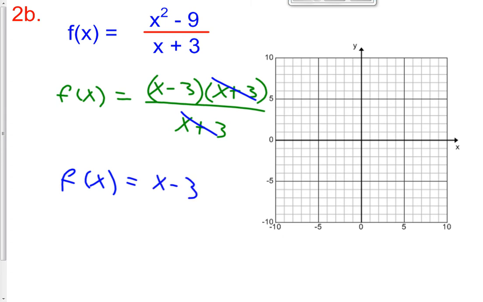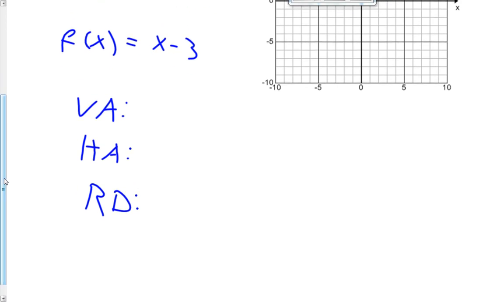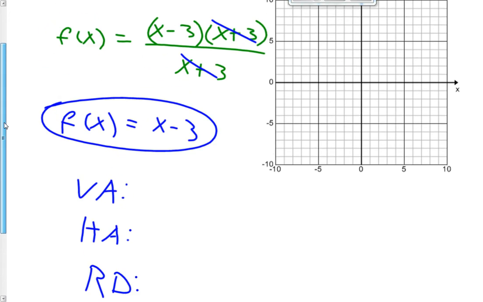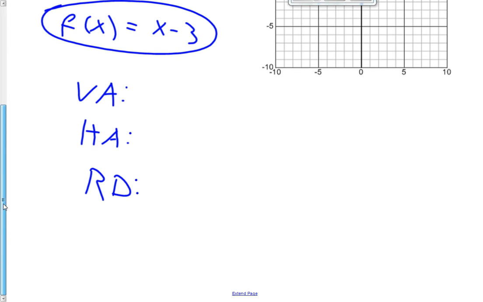So once we reduce our function, we're going to determine if there are any vertical asymptotes, horizontal asymptotes, or removable discontinuities. Our vertical asymptotes are found in the denominator of our reduced function. Well, our reduced function doesn't even have a denominator, does it? Our denominator canceled with the x plus 3 in the numerator. So we don't have a denominator, thus we do not have a vertical asymptote. There are none. However, we do have a removable discontinuity.